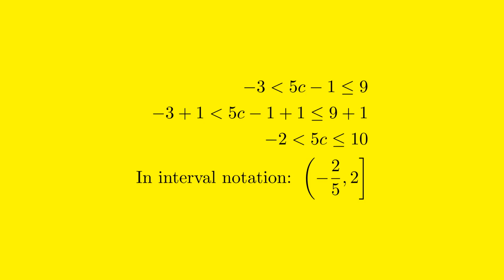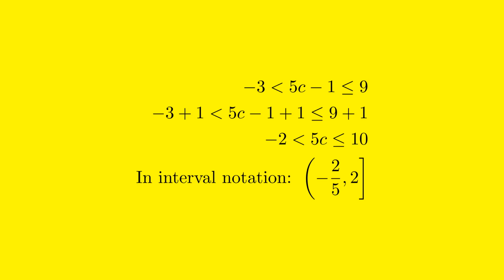To solve the inequality minus 3 is less than 5c minus 1, which is less than or equal to 9, we first need to isolate the variable term 5c in the middle part of the inequality. To do this, we will add 1 to all three parts. Adding 1 balances the equation and will help to isolate the term containing the variable c. So we add 1 to minus 3, add 1 to 5c minus 1, and add 1 to 9.